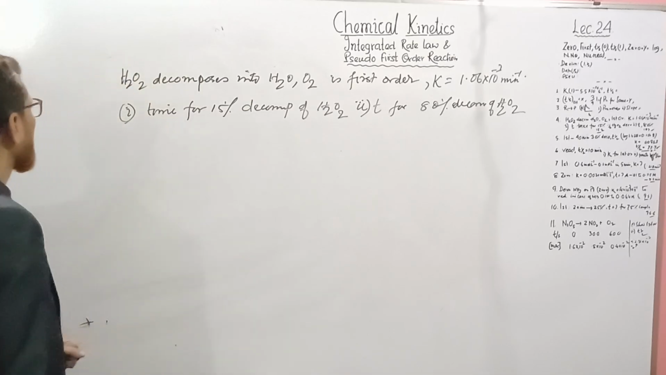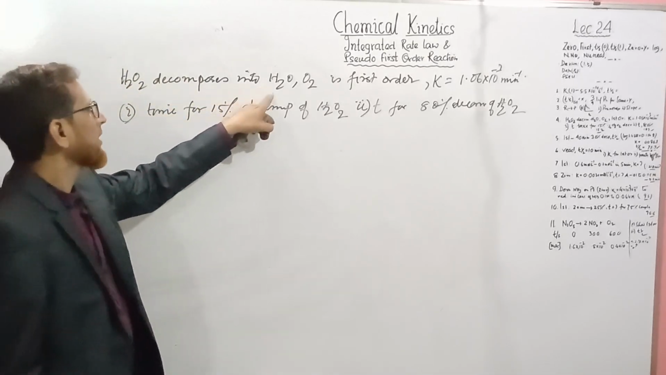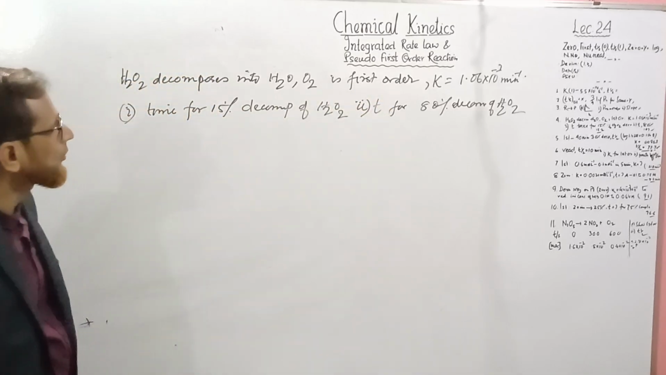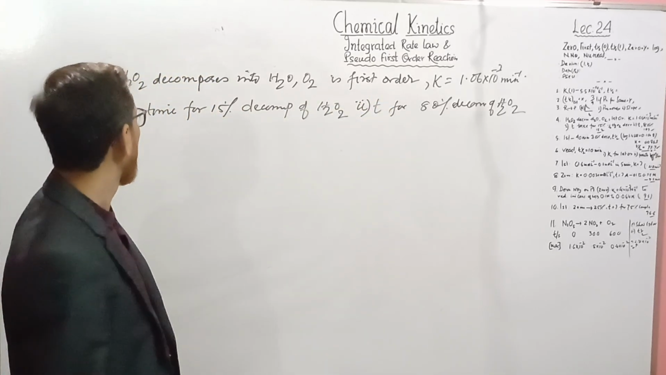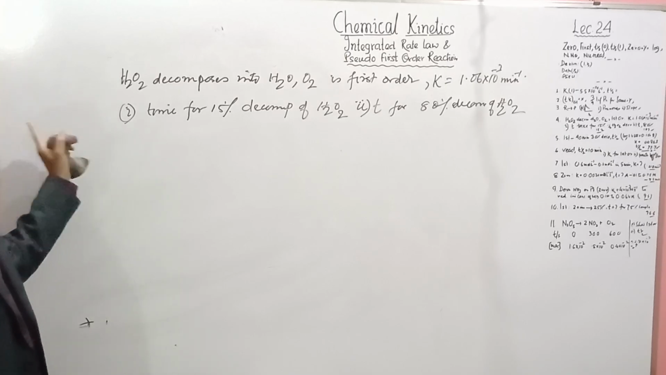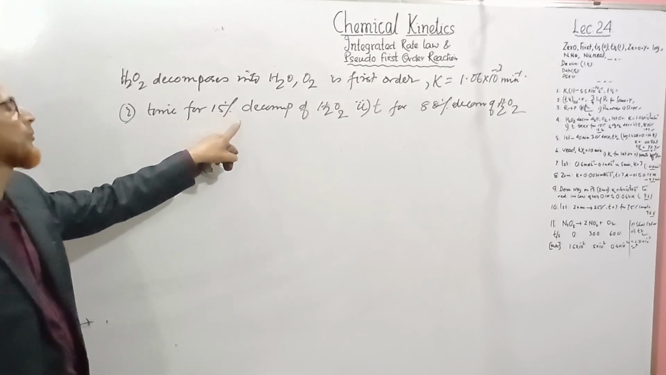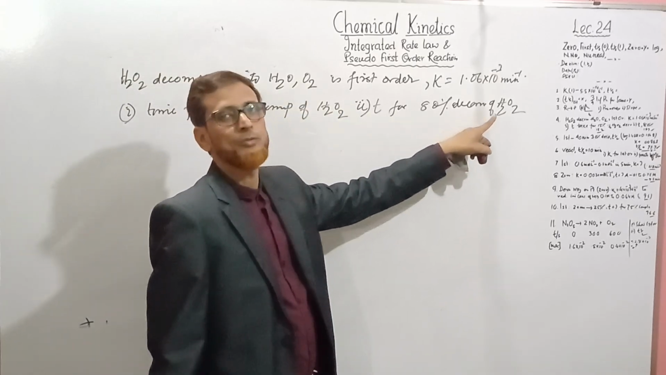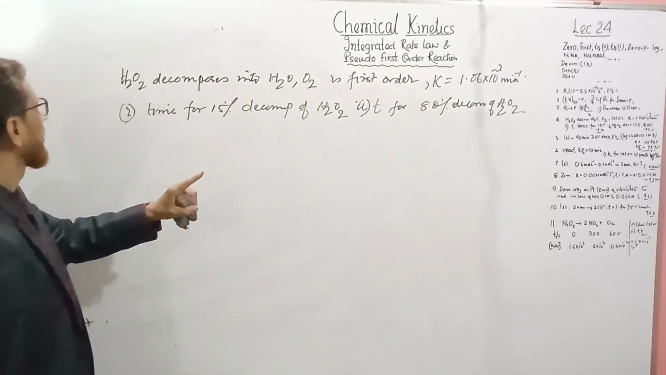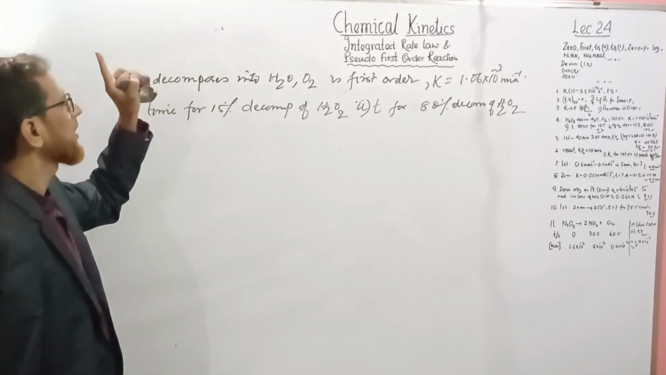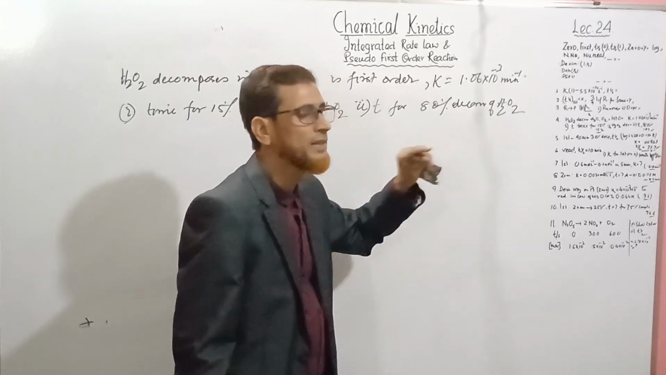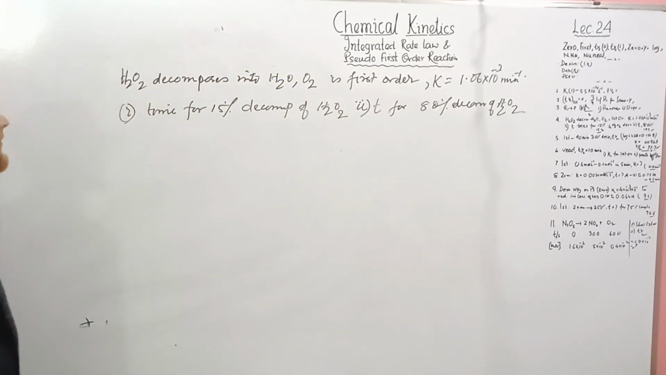This is very simple. Again, hydrogen peroxide decomposing into water and oxygen is found to be a first order reaction where the reaction constant k is equal to 1.06 into 10 to the minus 3 per minute, and you are asked to find the time for which there will be 15% decomposition of hydrogen peroxide and the time for which there will be 80% decomposition. What will be the time for 15% decomposition, and what will be the time required for 80% decomposition of hydrogen peroxide into water and oxygen?